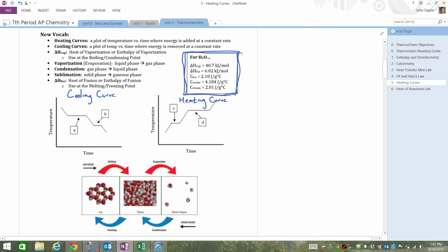So if we look at these two curves here, we have some diagonal lines and some flat lines, some plateaus. You can see the plateaus are labeled A, B, C, and D. So what's happening at those plateaus in the heating and cooling curves? Maggie?